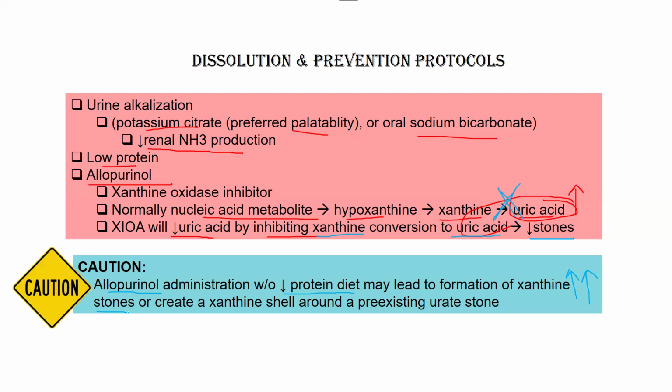I hope you have grasped the idea and you are not more confused. So that was all about these crystals, ammonium urate.